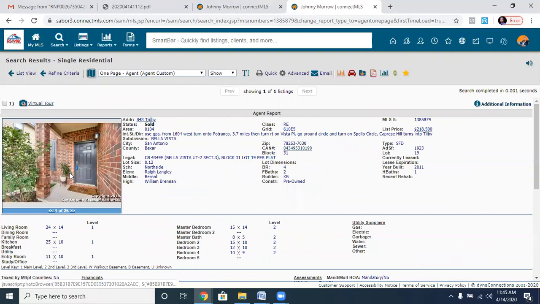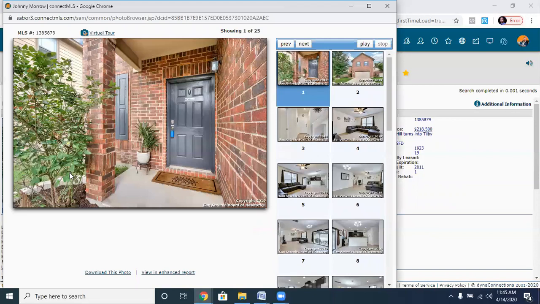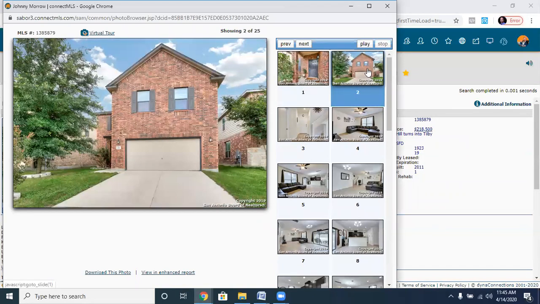So let's go through the photos. All right, so it's got a nice entry. Let's take a step back. Fairly comparable to ours. This one looks like it has more brick on it and such. The yard, well manicured. So how do you think the yard of ours compares to this one on Trilby?